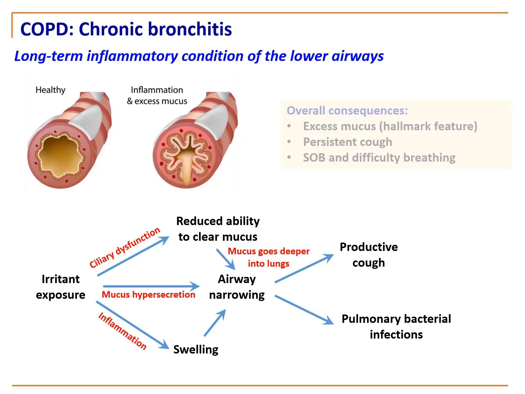So overall hallmarks of chronic bronchitis: excess mucus, that is a key feature of it. You get that excess mucus with a persistent cough that is called a productive cough because you're bringing up that mucus and phlegm and gunk with it. Again, leading to SOB, so that's shortness of breath, and difficulty in breathing. It is important, like I've already said, that emphysema often coexists with chronic bronchitis in COPD patients.